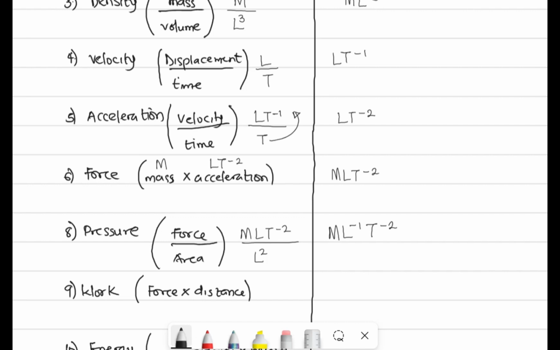Hope you understand. I mean, this L here cancels one of the L here. So we just have one L down. When this one L goes up, it becomes L minus 1. That's why we have L minus 1.